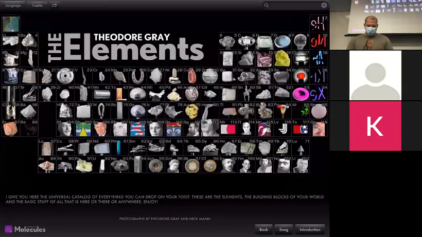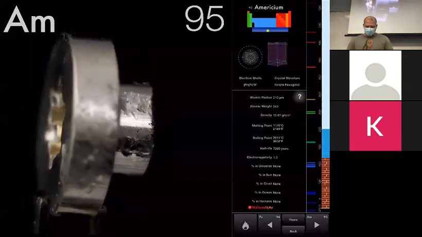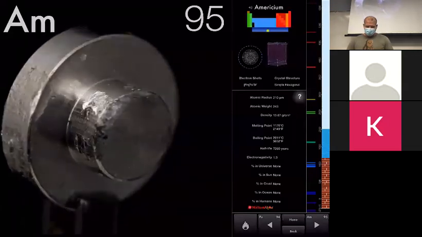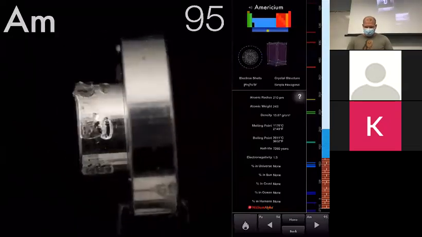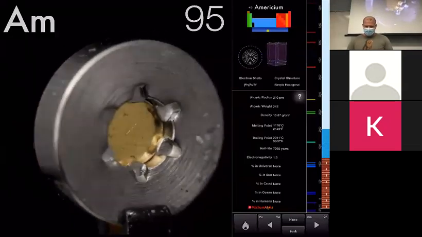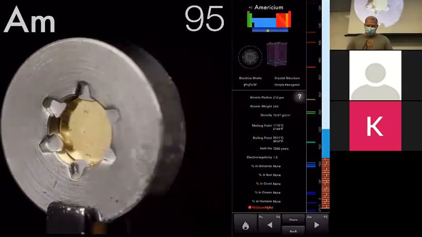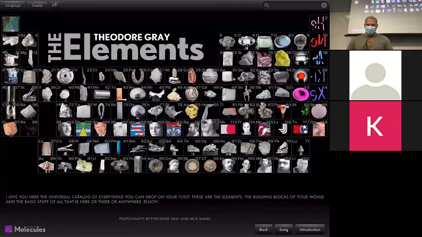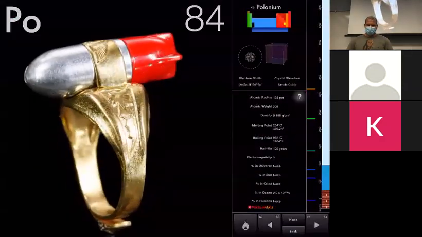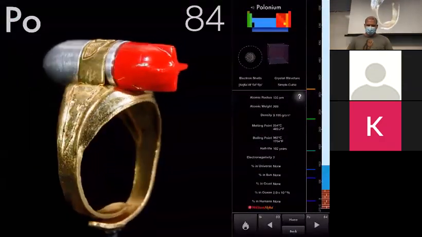Of course, americium is named after America. Its half-life is pretty long, 7,000 years. We use it to make smoke detectors. We don't really use americium that much for anything else. Of course, polonium. Polonium is a radioactive element that's named after Poland.